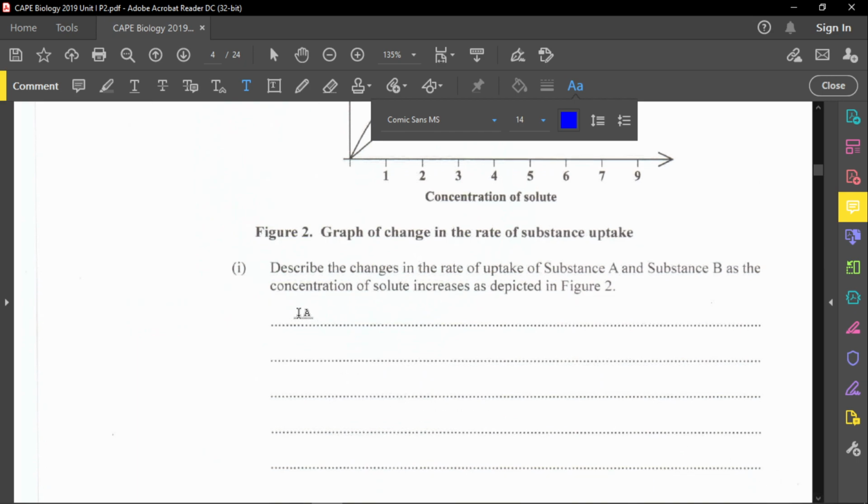All right, so now they ask us in the first part to describe the changes. So in graph A, or for substance A, what is taking place right here is that as concentration increases, the rate of uptake increases. All right, very important to note.